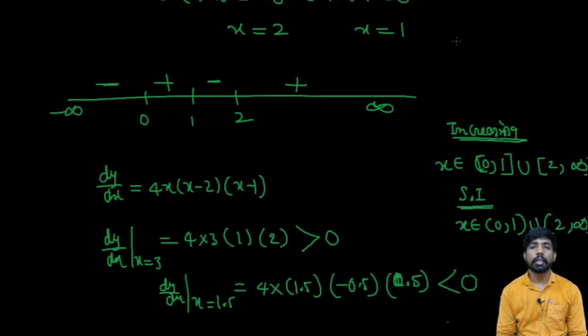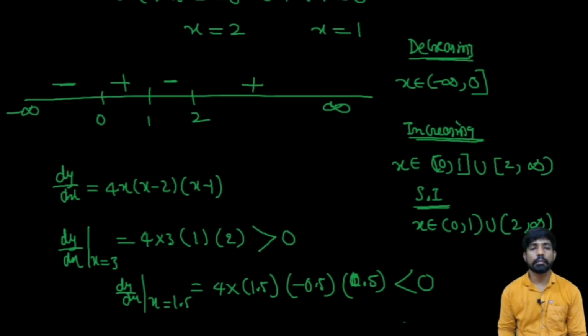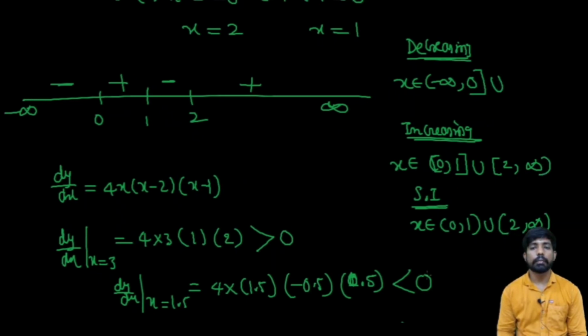Next, decreasing function. The decreasing function is x belongs to minus infinity to 0. 0 is included because it is decreasing. Next, union, 1 to 2. So this is decreasing. In the question, he asked this, so this is the solution. If he asks you to find the interval of strictly increasing, this is the solution.